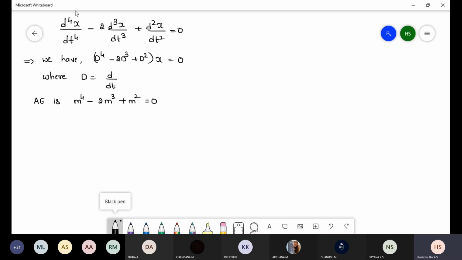Here we have to take m² as a common term from all the terms. So m²(m² − 2m + 1) = 0. Here m = 0, m = 0 because of m². This is the formula of (a − b)². So (m − 1)² = 0. So here m = 0, m = 0. Again m = 1, m = 1.